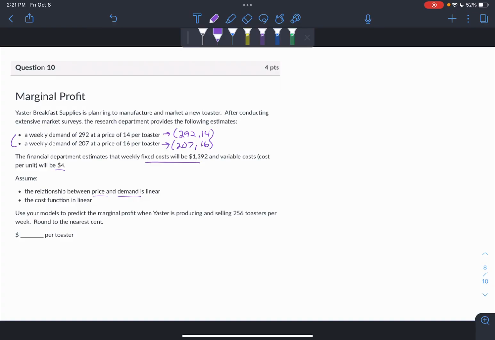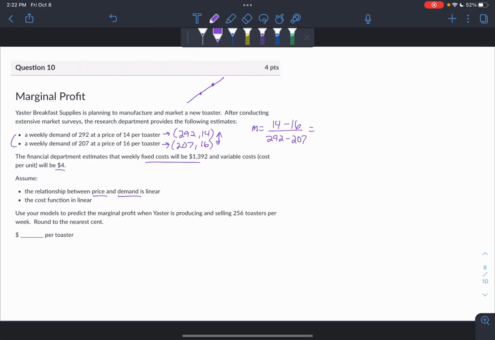And what do we know about a line between 2 points is that they have a slope. All right, and the slope is just y1 minus y2 over x1 minus x2, or however you learned it. The order does not matter as long as you keep the pairs together. So here I'm going to do 14 minus 16 over 292 minus 207. And so this gives me minus 285.